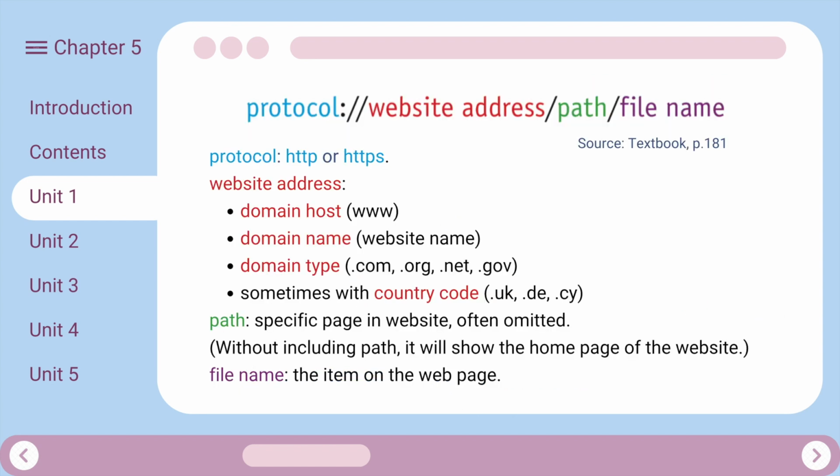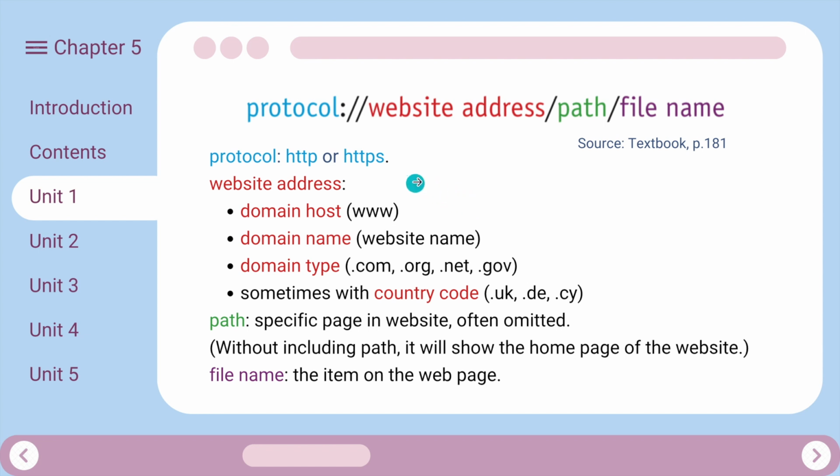However, what are URLs composed of? A complete URL can be divided into 4 parts. In the beginning is protocol, the blue part. The protocol is usually either HTTP or HTTPS, and we will learn the differences between them in the following section.